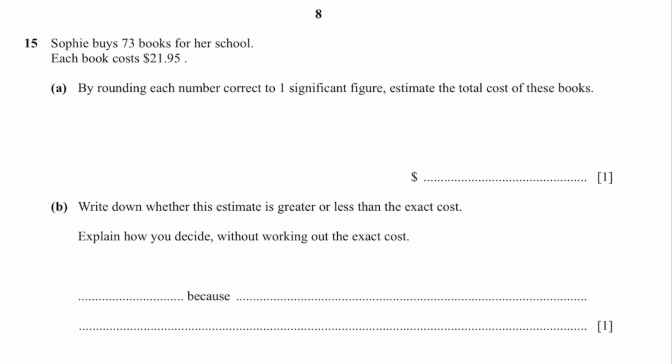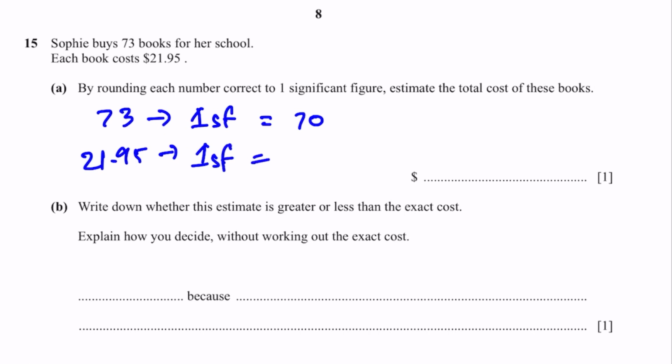Question 15. Sophie buys 73 books for her school. Each book costs $21.95. A, by rounding each number correct to one significant figure, estimate the total cost of these books. So 73 to one significant figure is equal to 70. And 21.95 to one significant figure is equal to 20. So 70 into 20 is equal to $1,400. And that's only an estimate, not an actual one though.